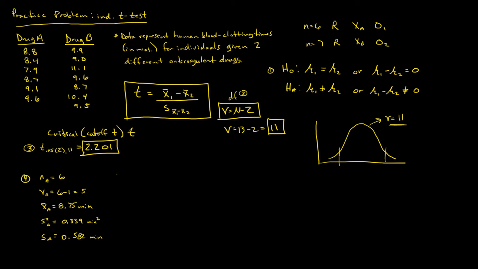For group B, the N of group B is 7. The degrees of freedom for group B is 7 minus 1 equals 6. The mean of group B is 9.74 minutes. The variance for group B is 0.669 minutes squared, and then the standard deviation for group B is 0.818, and we're back to minutes again.